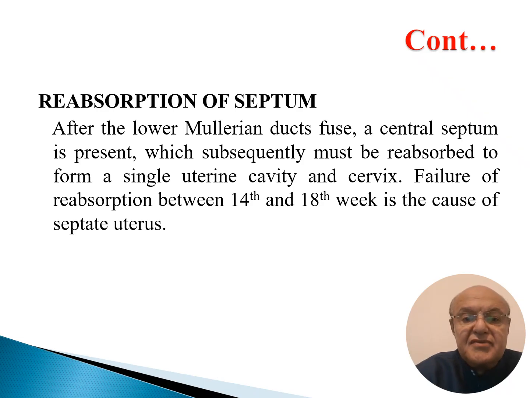After the lower Mullerian ducts fuse, a central septum is still present. When they fuse, there is a central septum, but this septum will be reabsorbed to form a single uterine cavity. Failure of reabsorption between 14 and 18 weeks gestation is the cause of septate uterus. Septate uterus causes problems, sometimes miscarriages, sometimes premature labors, which need some treatment.